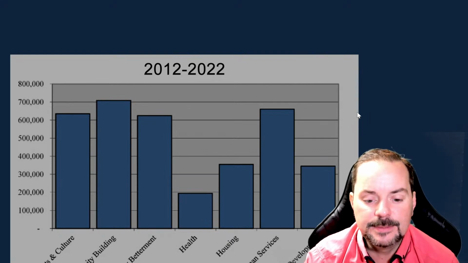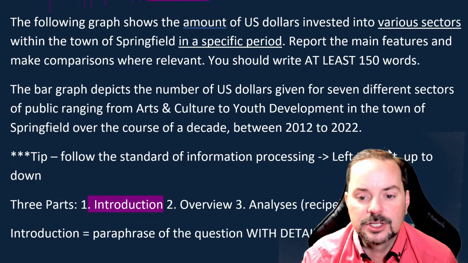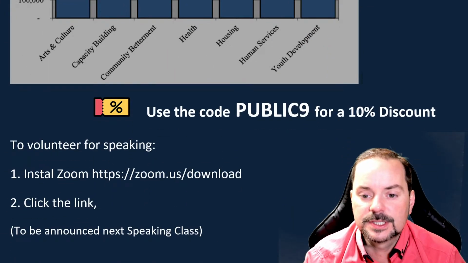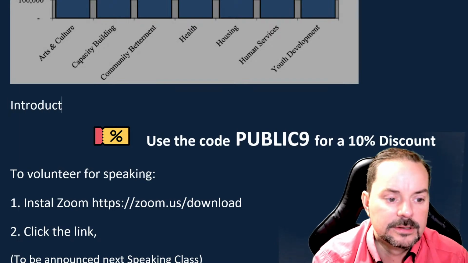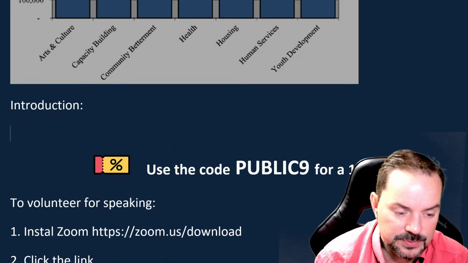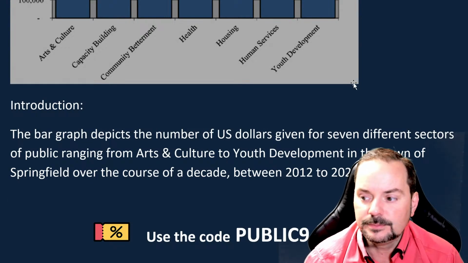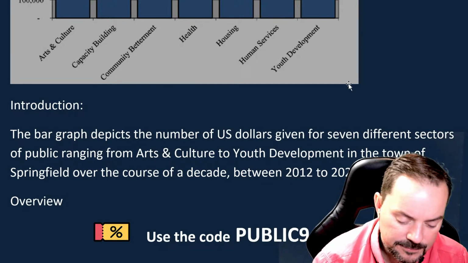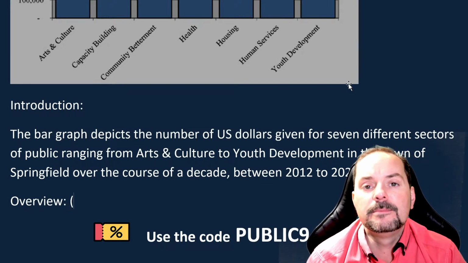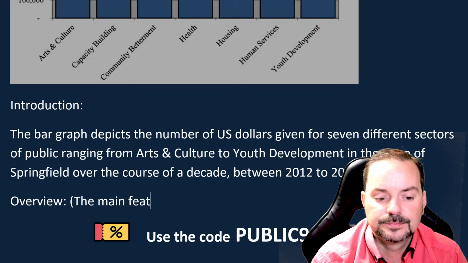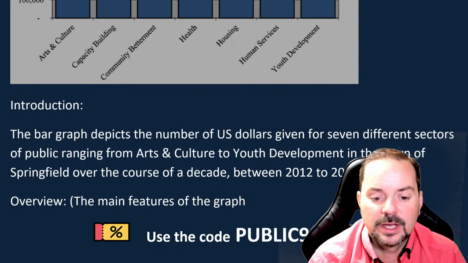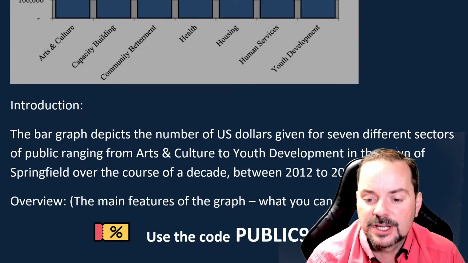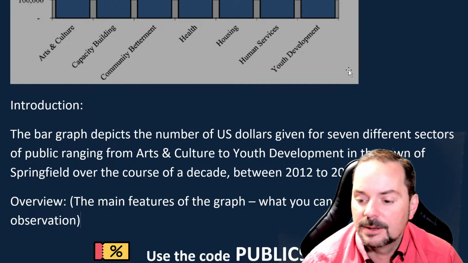Okay. All right, so let's dig deeper. Now that we have the introduction, I'm just going to take the introduction and copy it below. I'm going to stick it underneath the graph here as we continue into the overview. So the overview is basically the main features of the graph. What you can see at first observation.